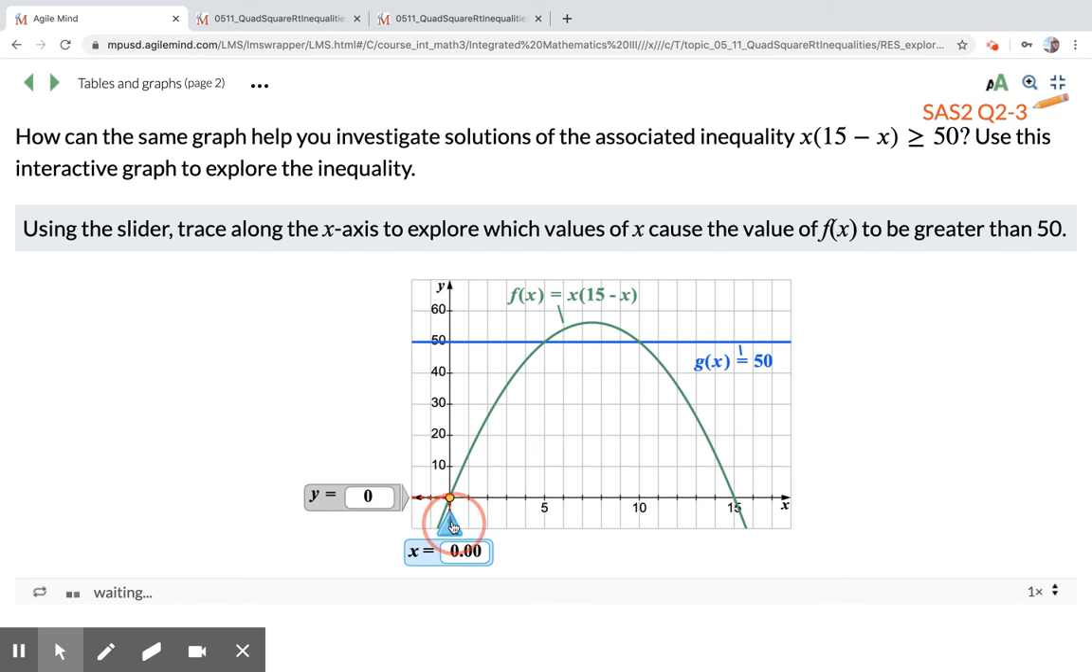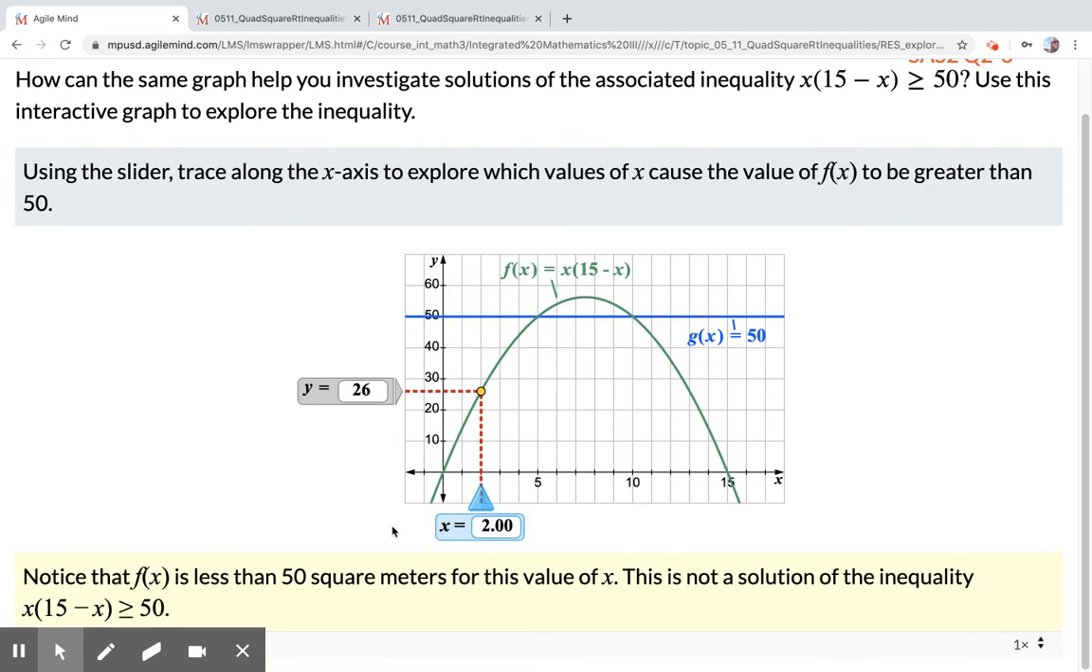All right, so the first point they gave you was x equals 2, so I'm going to move it up here to x equals 2. Now, when x equals 2, it looks like the area of my rectangle is sitting at about 26. 26 is not greater than or equal to 50. So 2 is totally not a solution, right? Because my area is not big enough.